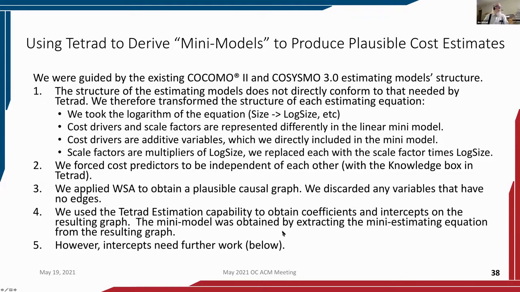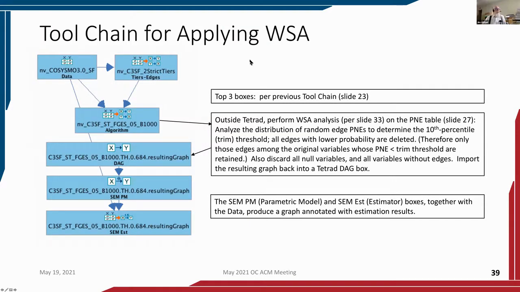So here's a tool chain for applying weak signal analysis. In the top 3 boxes, you use the same tool chain that Nandi talked about back on slide 23. All right, now we have this search result here. Now, outside Tetrad, we perform our weak signal analysis on the PNE table, the probability of no edge table. This just repeats the description of the WSA method that I talked about before. You look at a 10th percentile trim threshold, delete all edges with lower probability, delete the null variables, delete all variables without edges.